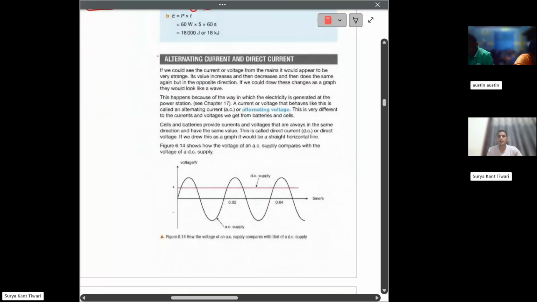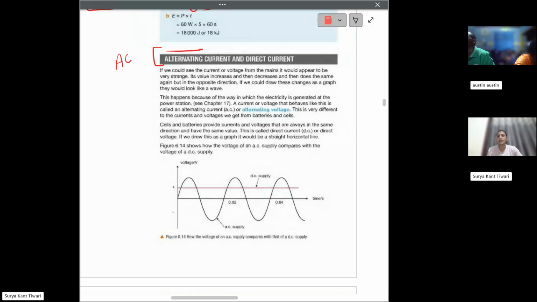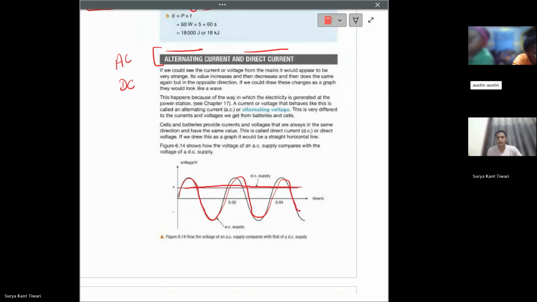After that, there are two types of currents. One is called alternating current, or you can say AC, and the other one is called direct current, or DC. So this is your alternating current, AC, and this is the direct current. There are two types of currents.